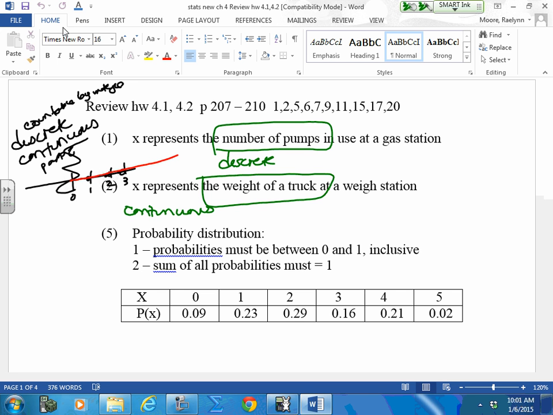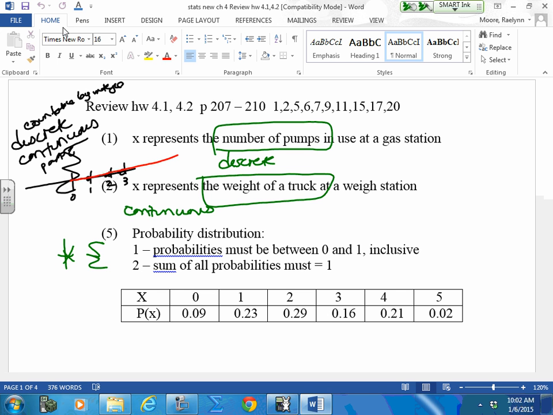Okay. Probability distribution. You must know these two things. To be a probability distribution, this is like your relative frequency, all your probabilities must be between 0 and 1 inclusive. It could be 0, that means it's impossible to happen. It could be 1, that means it's always certain. But the sum of all your probabilities must also equal 1.